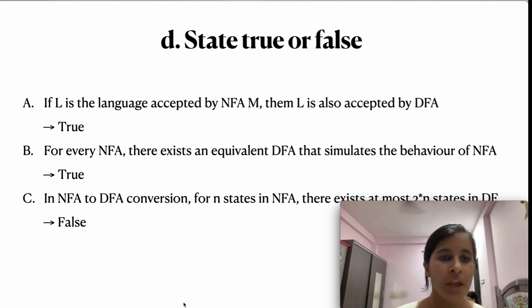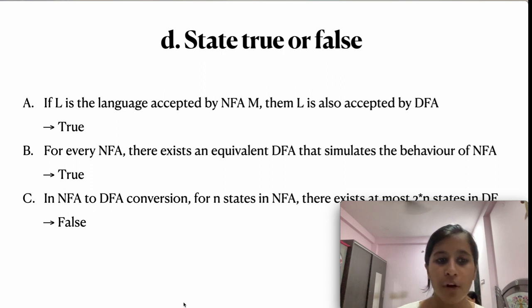So it is true. For every NFA, that is non-deterministic finite automata, there exists an equivalent DFA that simulates the behavior of NFA. It is true that for every non-deterministic finite automata, we can construct an equivalent DFA, which simulates the same behavior that the NFA has. So the sentence B is true.